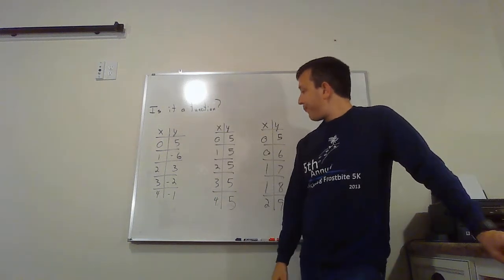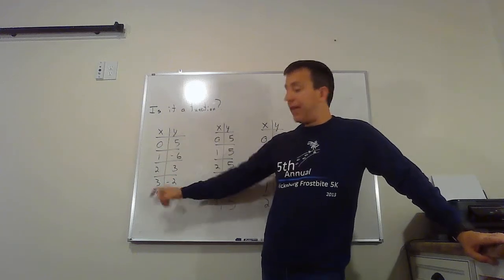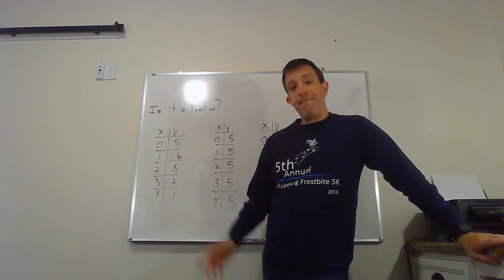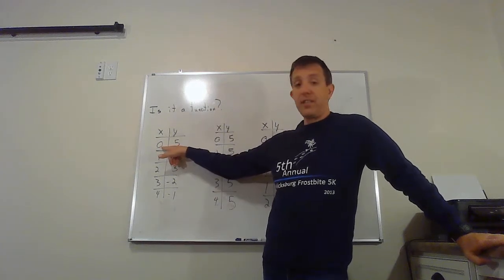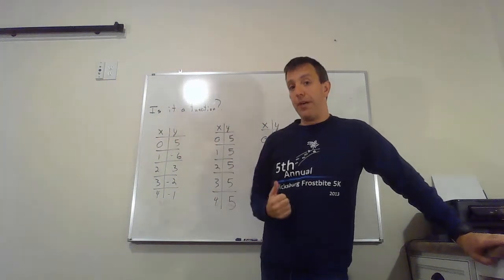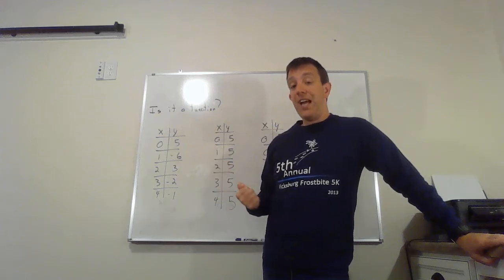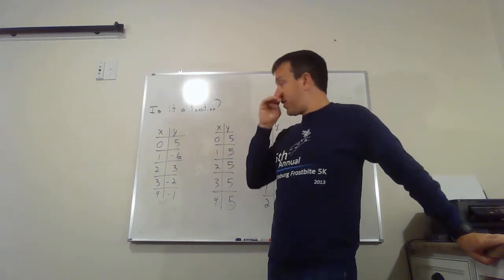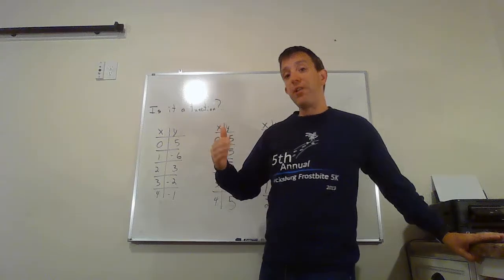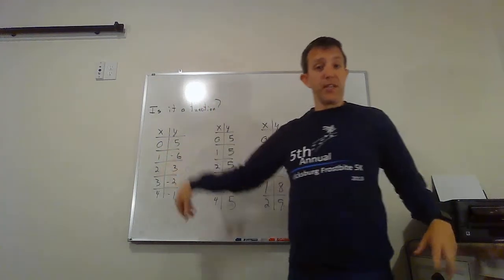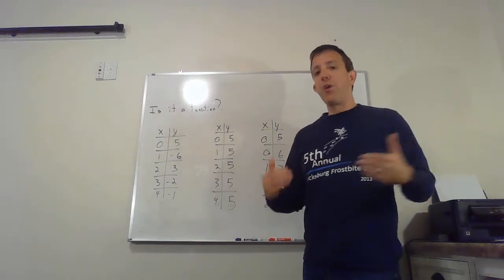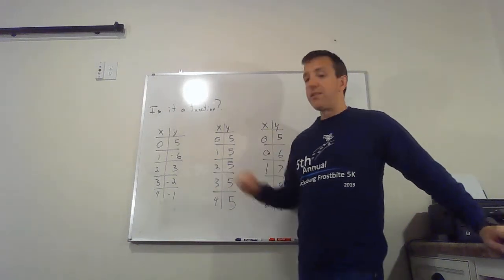First example. You notice that all my domain values are different. That pretty much guarantees it's a function. Because remember, each x value has to have a y value paired with it. They all do. And each x value can only be paired with one y value. Well, 0 is only paired up with 5. You can check the rest of the chart, but each x value is only paired with one y. So that one is a function.